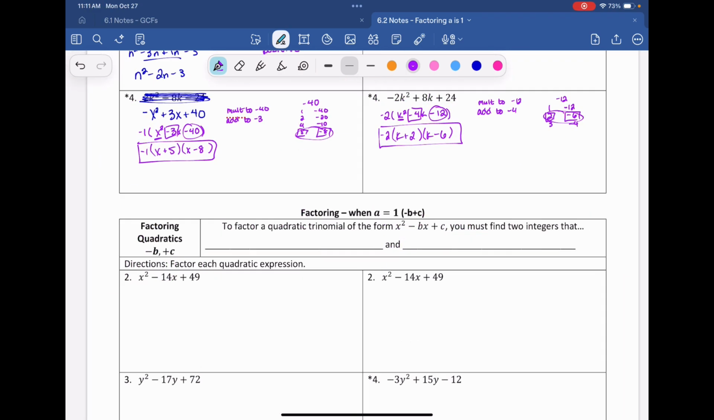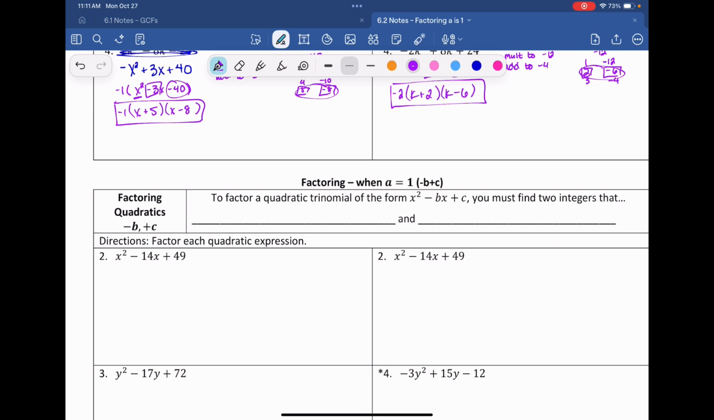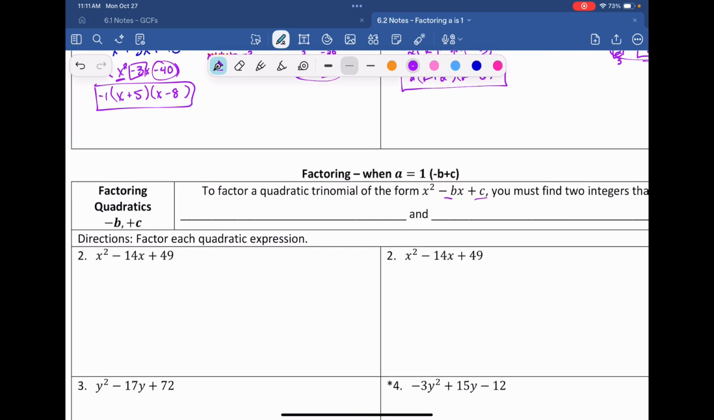Okay, last step. This time we're changing the signs one more time. We have negative b and positive c. So b is the one that's negative, c is positive. And it's still the same process. Multiply to c. Add to b.